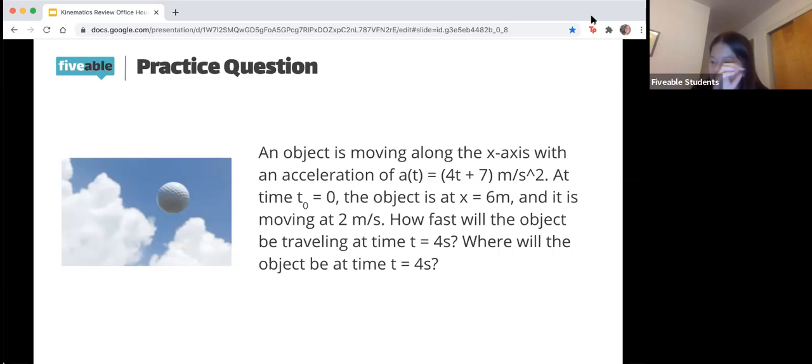How fast, and let me underline some key words here. How fast will the object be traveling at time t equals 4 seconds? And we got another one. Where will the object be at time t equals 4 seconds? I'm going to pause for 4 seconds just to digest what's going on. The two things we are looking for are velocity and position.